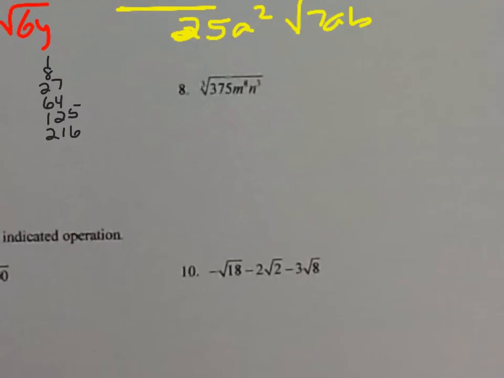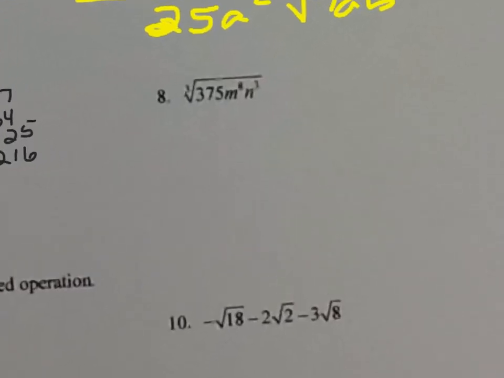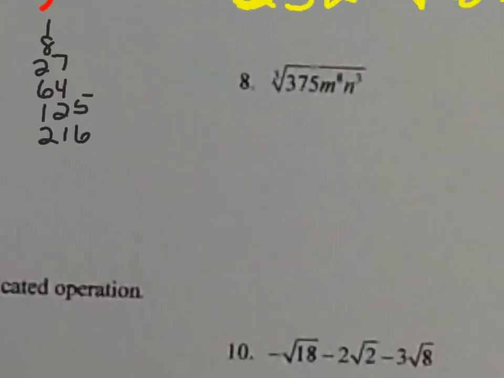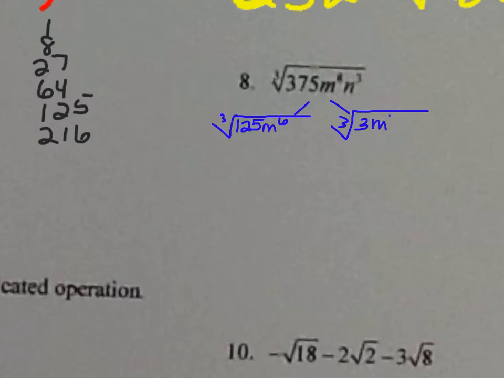All right, so let's take a look at number 8. Okay, so let's start breaking it down. What perfect cube goes into 375? That's 125 times 3. And then we have m to the 8th, not a perfect cube because the exponent's not a multiple of 3. So go down from 8. I have 7 is next, but that's not a multiple of 3, so it has to be m to the 6th times m squared.